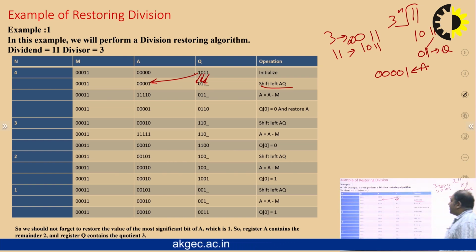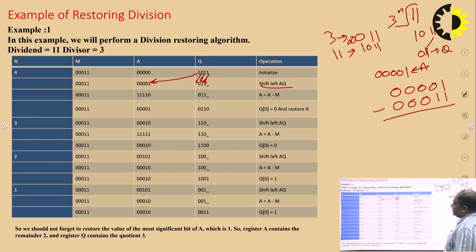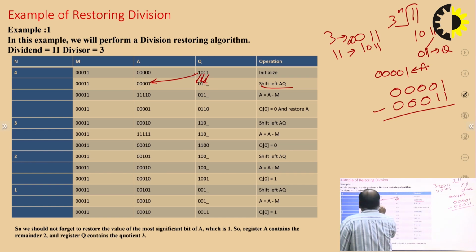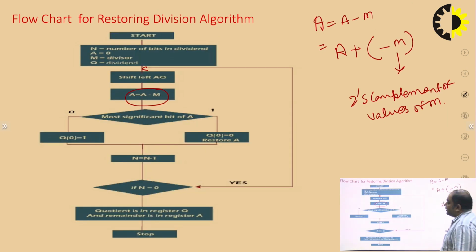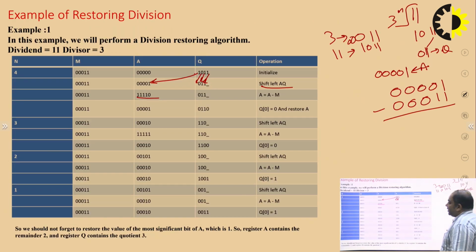After this, we do the subtraction A is equal to A minus M. That means we do 00001 minus 00011. After the subtraction, its value becomes 11110. Now, as per the flow chart, we check the most significant bit of A. In this example, the most significant bit of A in the first step is 1. So we update the value of Q0 with 0.